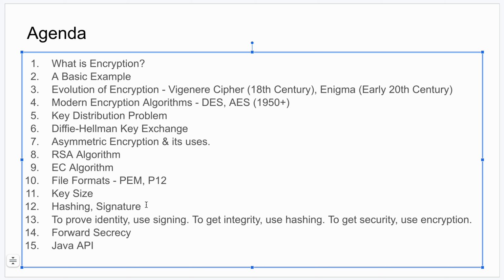We will also look at other common cryptographic functions like hashing and signature, and how we use these cryptographic functions, for what purposes. We'll look at that. And also another concept with respect to all this is forward secrecy. We'll touch upon that and end with some Java APIs that are commonly used for cryptographic purposes.